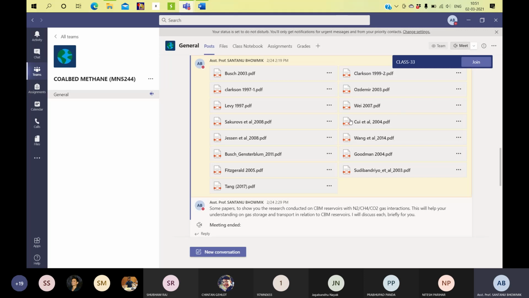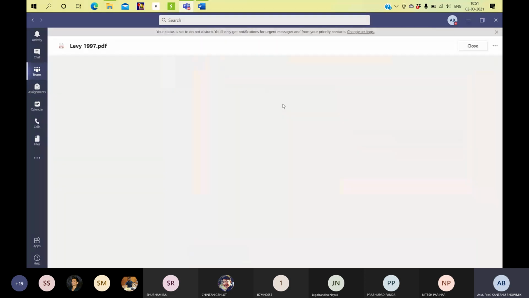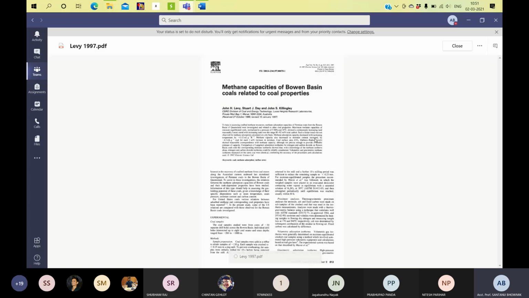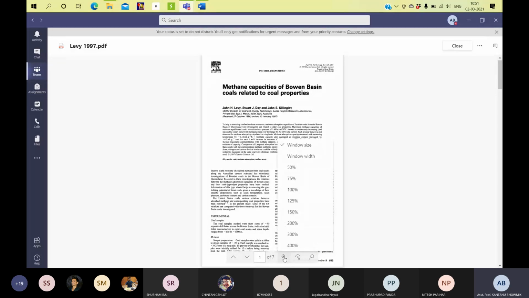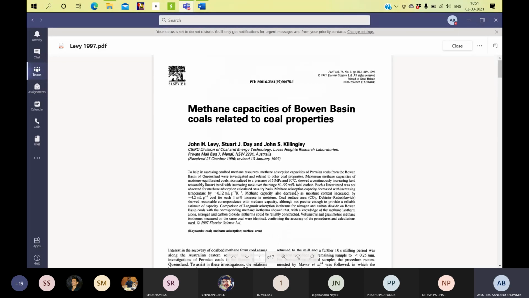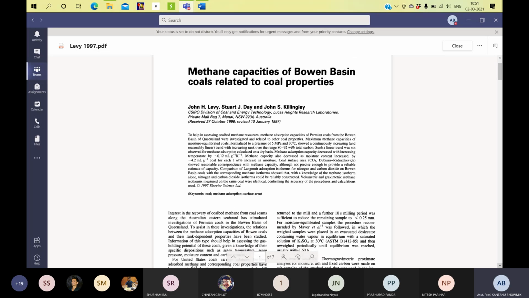The last paper we are going to discuss is by Levy et al. It is a very simple paper, a very small paper, only 7 pages. They have discussed the methane capacities only, and they relate the methane capacities with the coal properties. Again, the temperature is kept low, 30 degrees centigrade, and the pressure is up to 5 megapascal. They measured the micropore adsorption with low pressure adsorption using the Dubinin-Radushkevich equation, and they modeled using the Langmuir volume.